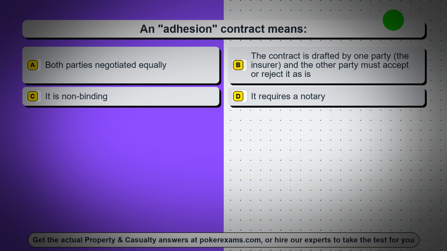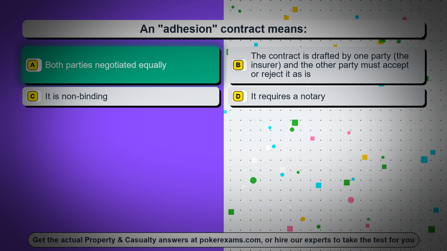Question 7. An adhesion contract means, Option A, both parties negotiated equally. Option B, the contract is drafted by one party, the insurer, and the other party must accept or reject it as is. Option C, it is non-binding. Option D, it requires a notary.